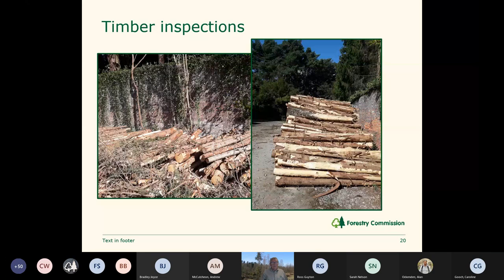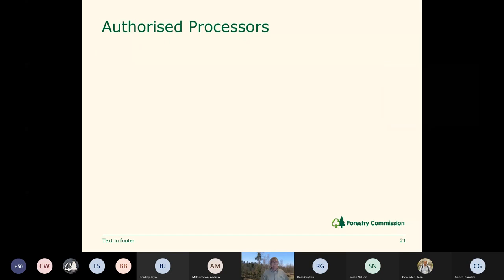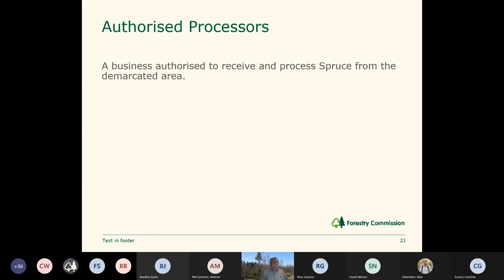It's of benefit to everyone that the stand is no longer there, but it was facilitated because there was some recovery for the landowner through the authorization process. So that's a very brief outline of the movement requirements. I touched on the fact that the material can only go to authorized processors, and there's similarly a process where we review and give authorization to processors. Any business can be authorized to receive and process spruce from a demarcated area if they can meet our criteria, and that business can be located anywhere.